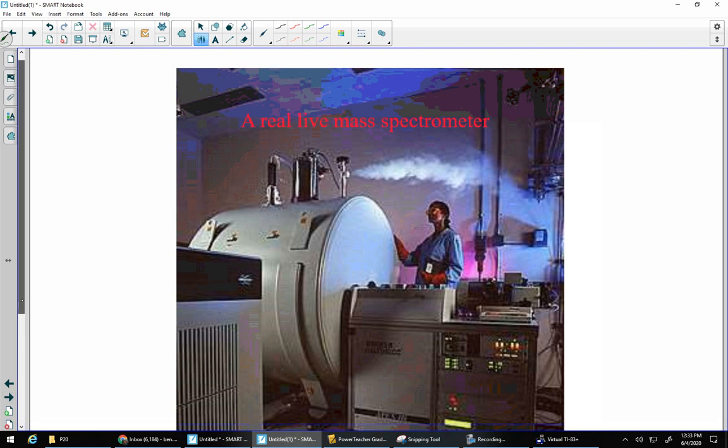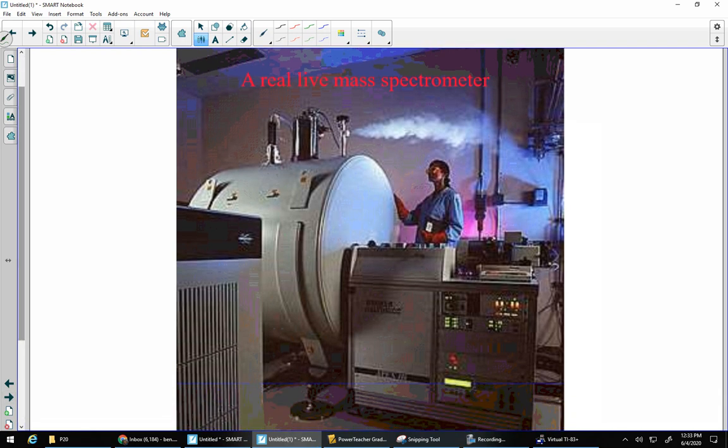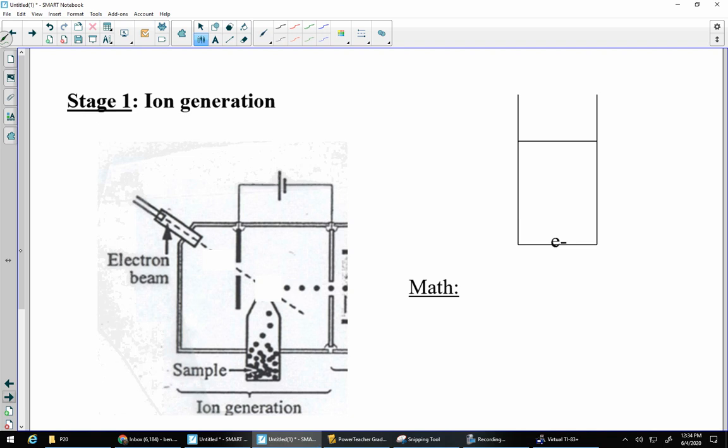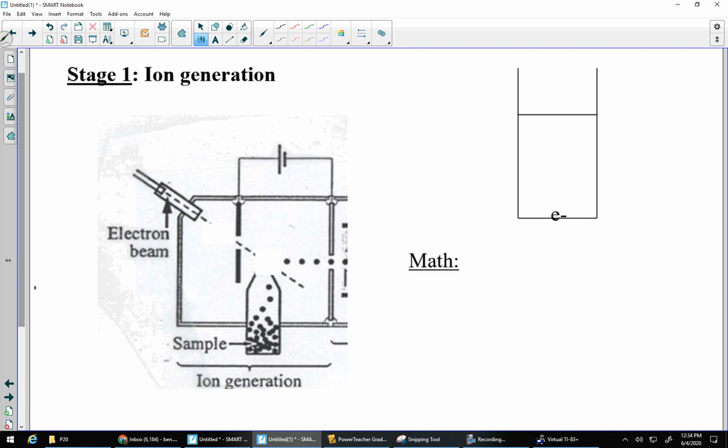So I showed you the simplified version. A real mass spectrometer is a little bit more complicated, but the basic ideas are the same. The first step is ion generation. I've got my electron hanging out in its ground state, and I want to be able to kick it out.